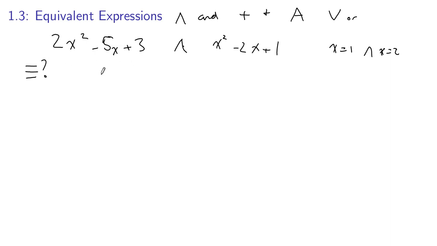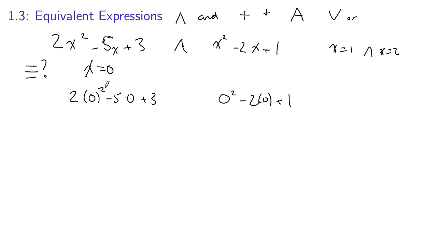So let's start with the left-hand side. Working with the left-hand side, let's start by putting in just the number 0. Why 0? 0 is so easy to evaluate. So trying 0, we get 2 times 0 squared minus 5 times 0 plus 3. And on the right, we have 0 squared minus 2 times 0 plus 1.